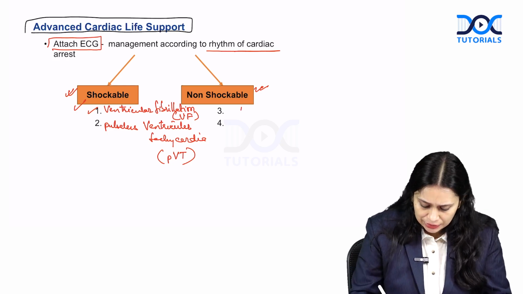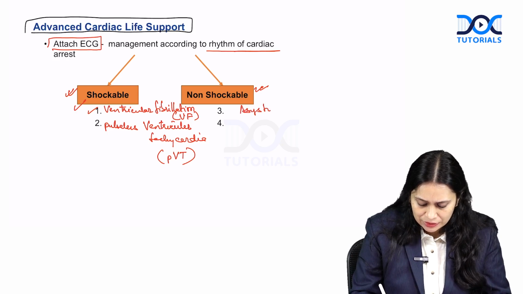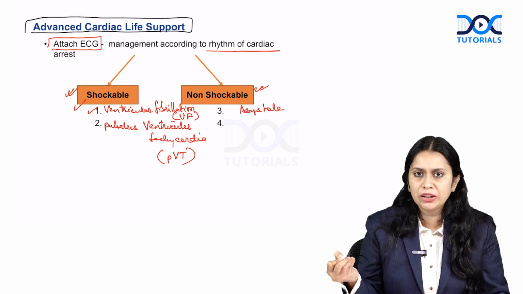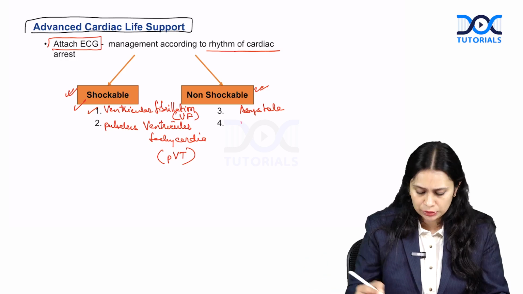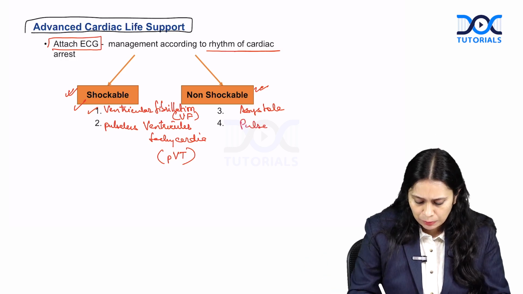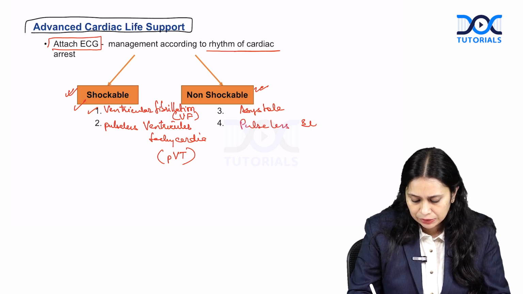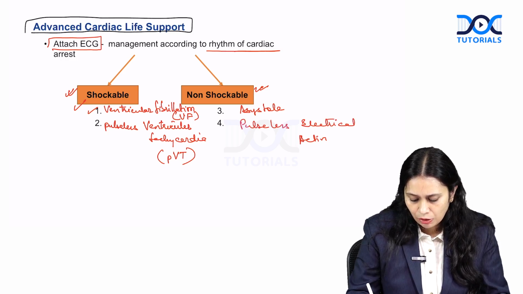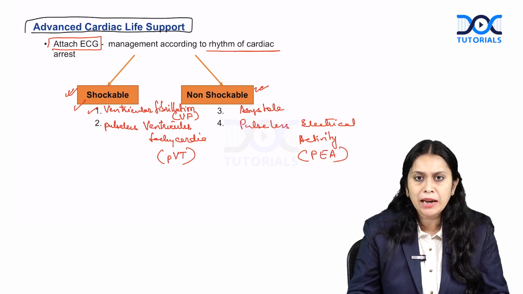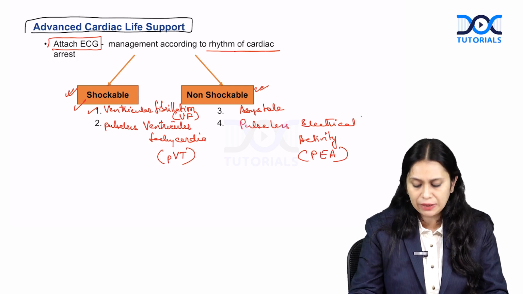Non-shockable is asystole. In asystole, there is no rhythm, just a straight line of the heart, so there is no use of giving a shock. And fourth is pulseless electrical activity, or popularly called PEA.